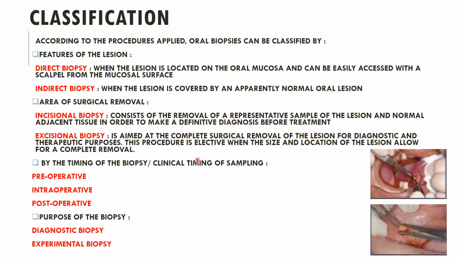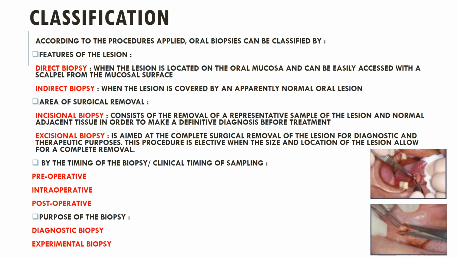So this procedure is elective when the size and the location of the lesion allow for complete removal. This is the main point that you remember, that is the incisional and the excisional. Now, by the timing, when you're going to perform this biopsy: is it pre-operative, intraoperative or post-operative? Then the purpose of this biopsy is whether it is for diagnosis or for an experiment, that can be your research purposes. So what is the purpose of this biopsy?